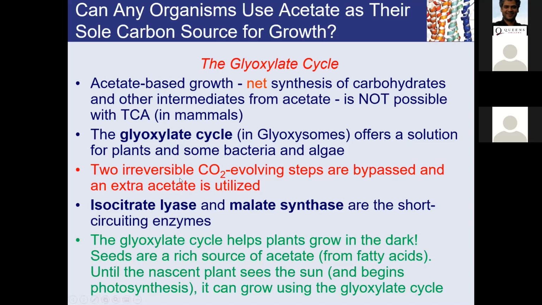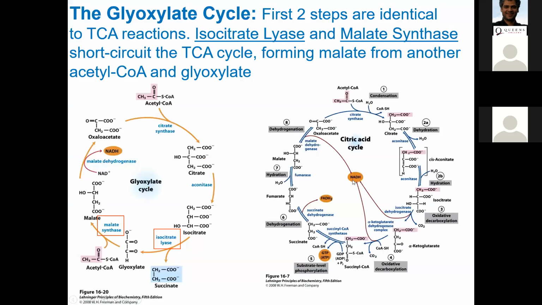So when you bypass those 2 irreversible CO2 steps, what do you do? It turns out there are reactions that you do uniquely in the glyoxylate cycle, and those reactions are catalyzed by isocitrate lyase and malate synthase. These are called short circuiting enzymes, and I will show you why they are called short circuiting enzymes. Okay, so this is the summary. Let's look at the reaction itself.